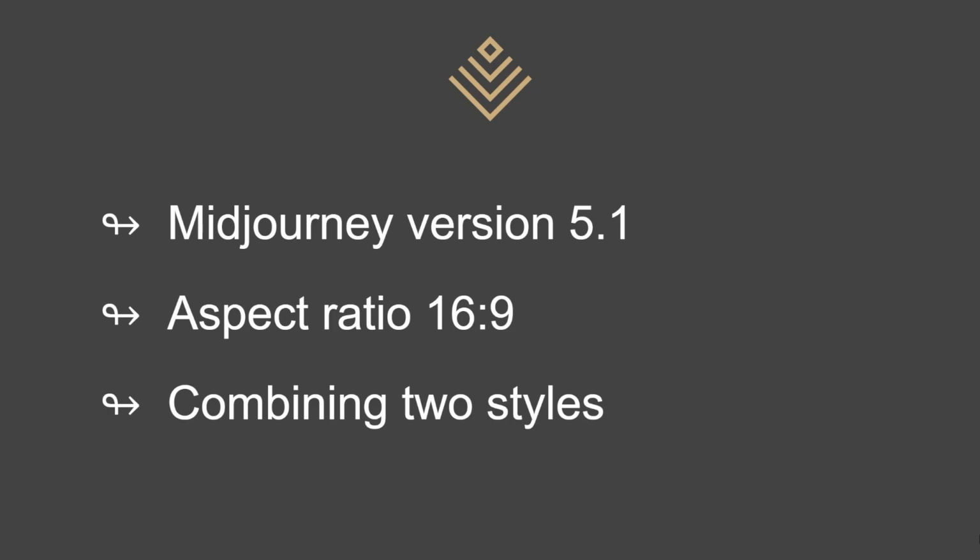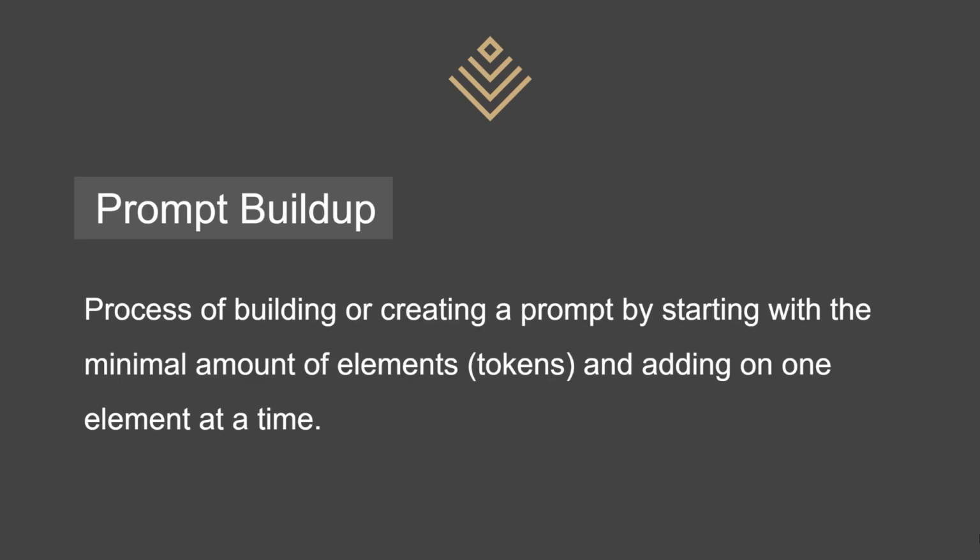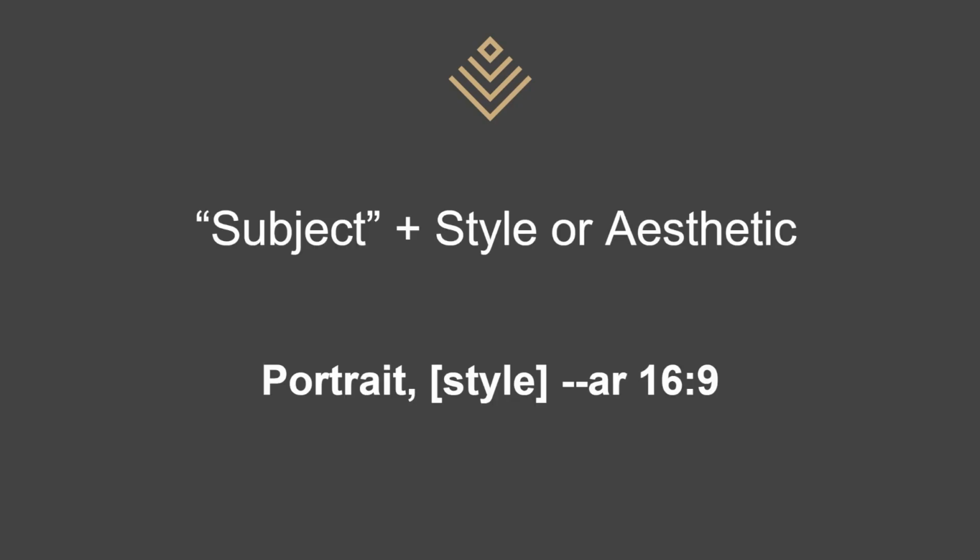So let's keep going. So how do you build a prompt? You start with a very minimal amount of elements or tokens, and then you add one element at a time while you observe what happens when you do that. In this case, I wanted to start with a subject. Subject can be anything, and then a style or an aesthetic.